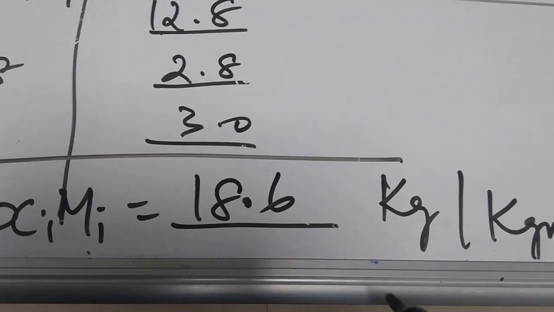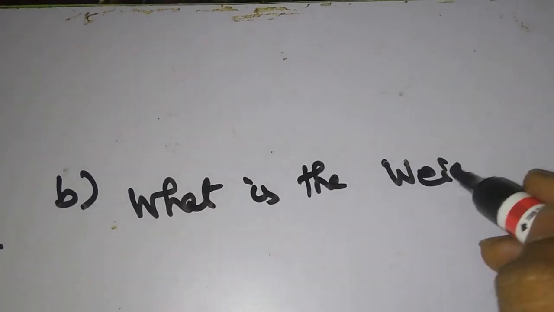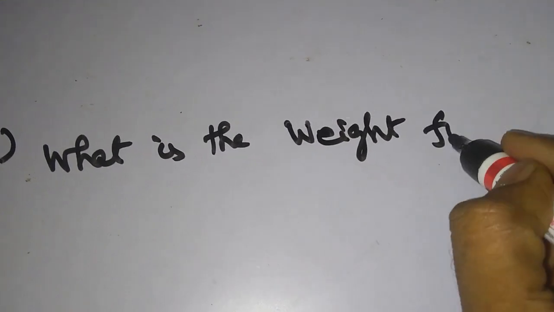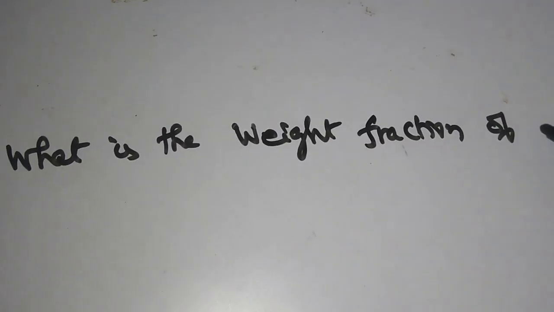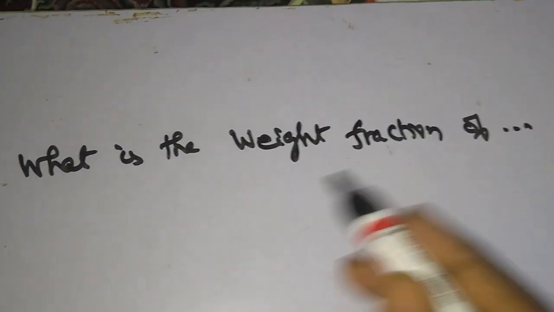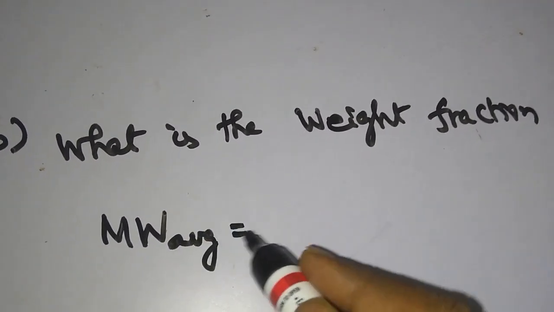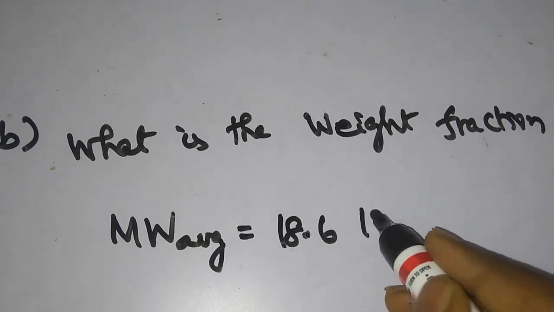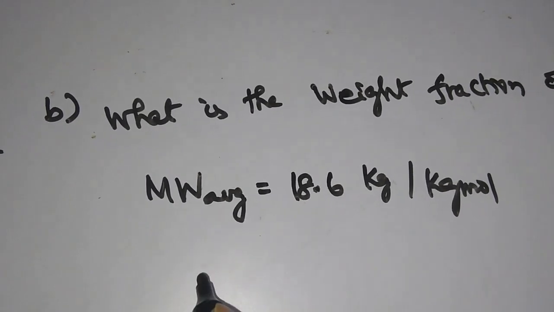Okay, the next question. The second part was: what is the mass fraction or weight fraction of composition of each component? What we have determined is the average molecular weight. Average molecular weight is equal to 18.6 kg per kg mole. There are two approaches to solve further.